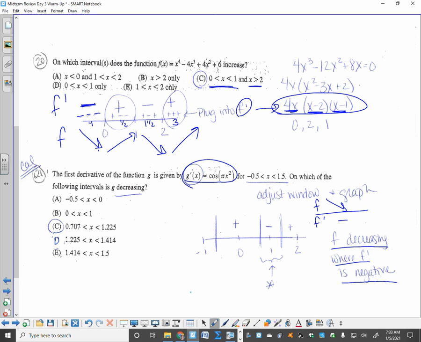So I'm going to graph him. I'm going to very specifically adjust my window. Please make sure you're comfortable doing that by now. And I'm going to find where f prime is negative, which I did. And it looks to be just on either side of 1. And the only multiple choice that handles that kind of an answer is C. All the other intervals don't split the 1. They're either one side or the other.